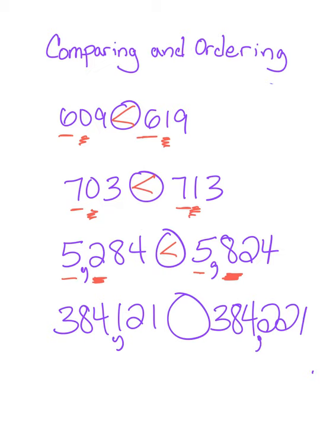Going down to the next one, we read it as 384,121 and 384,221. So if we compare them a place at a time, we will notice here's a 3 in the hundred thousands. Here's a 3 in the hundred thousands. 8 ten thousands, 8 ten thousands. 4,000, 4,000. 1 in the hundreds, 2 in the hundreds. Clearly 2 is larger than 1, so I put my sign this way. Okay, remember the alligator always wants the bigger meal. So 384,121 is less than 384,221.